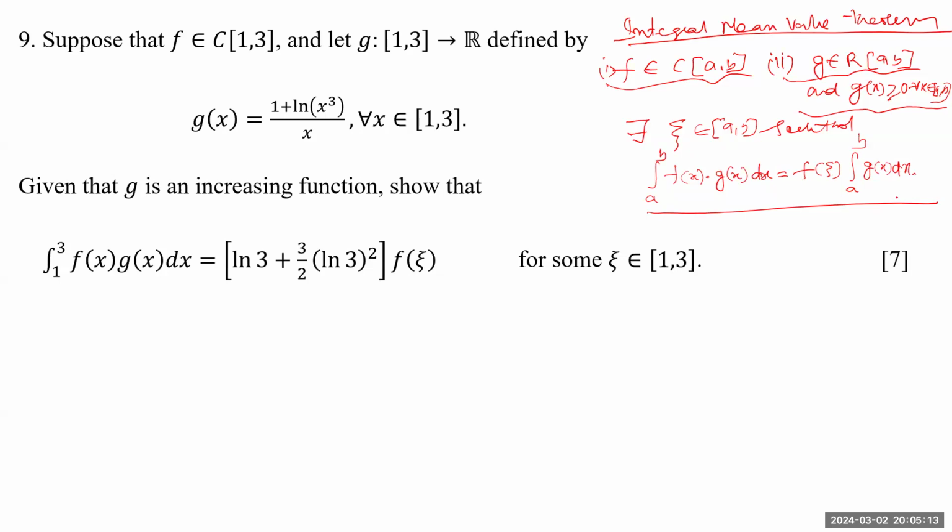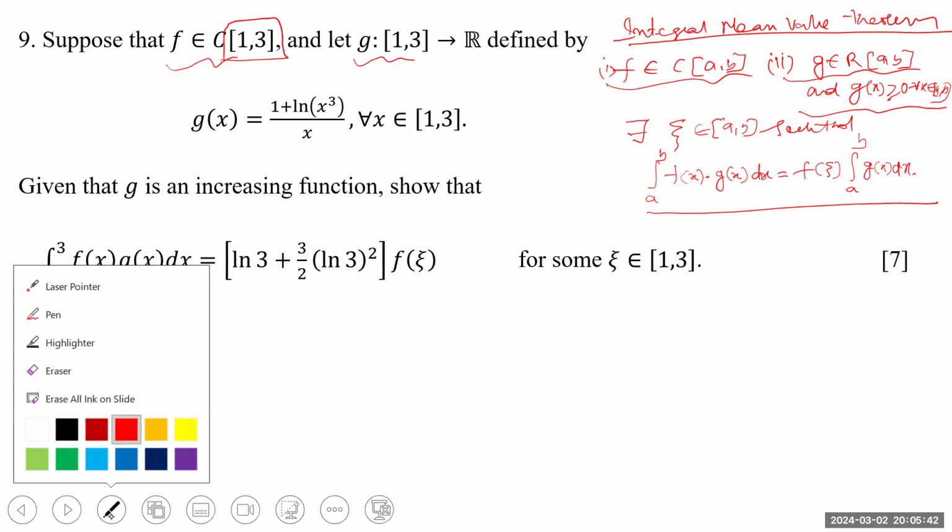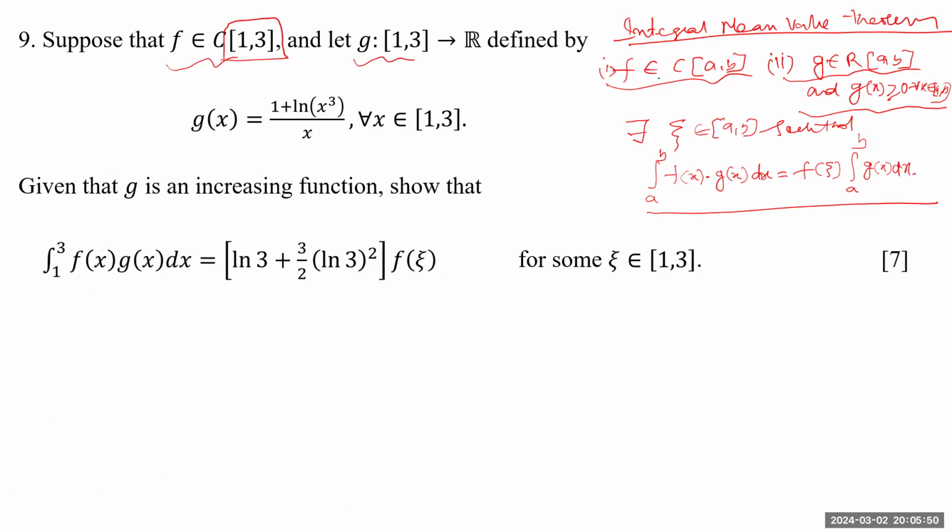So first we need to verify whether the first and second conditions are satisfied by our functions f and g. What is f? We don't know what f is, but f should be a continuous function on the closed interval [1, 3]. That is your first condition. So first condition: f is continuous on the closed interval, and in our problem f is continuous on the closed interval [1, 3], because our a is 1 and b is 3.